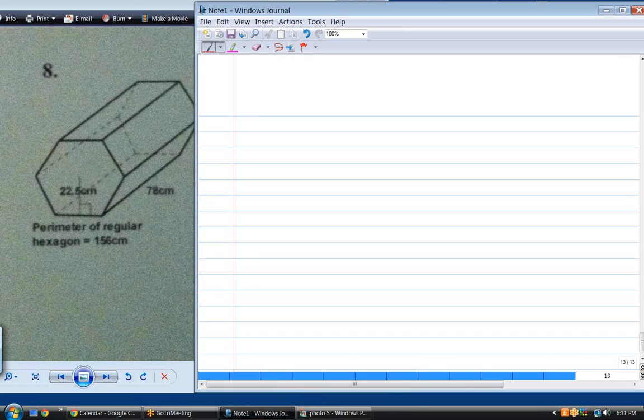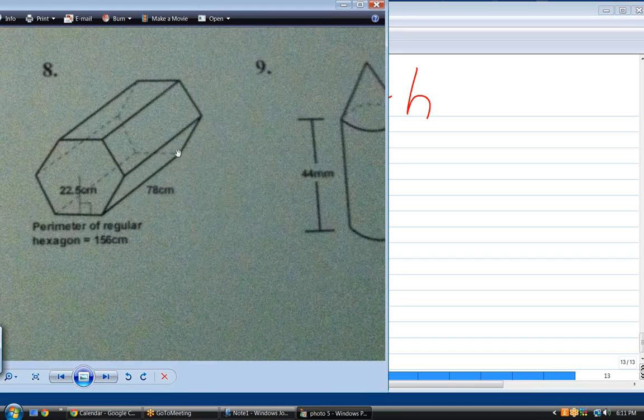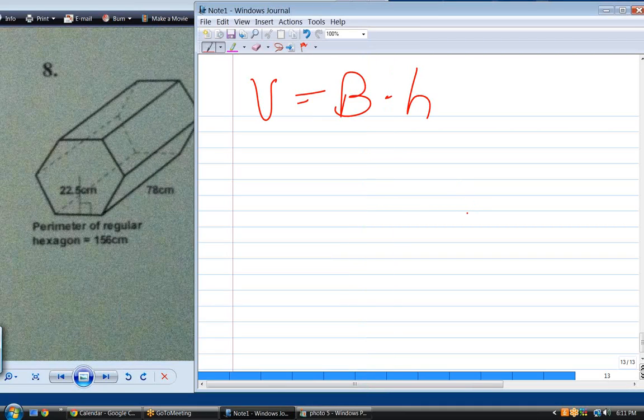So we need to figure out the area of the base. In other words, we know the volume is going to be the area of the base times its height. It's misleading a little bit because it's not really height, it's length in this case. The h really means the distance between the two equal and opposite faces. So remember, the area of the base was 1/2 the apothem times the number of sides times the side length.